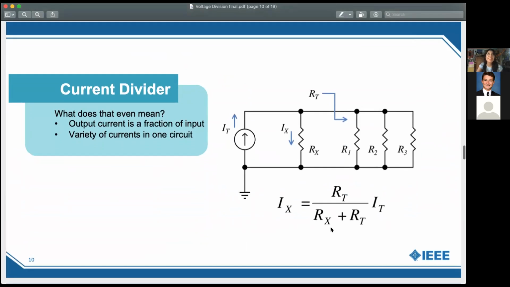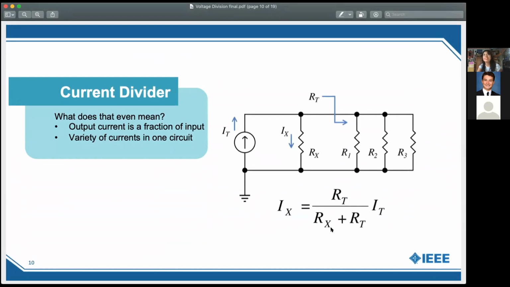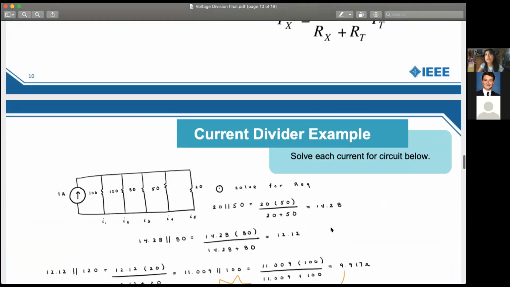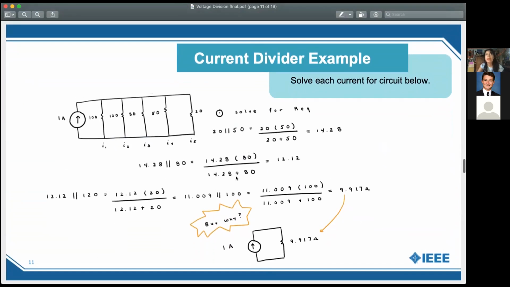And so next is current dividers. What does that even mean? The output current is a fraction of the input, and there's a variety of currents in one circuit. In this case, they're used for voltmeters and also circuit protection. So I'll go ahead and walk through a current divider example. Let me switch back to my iPad really quick.